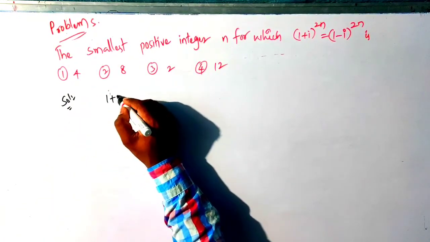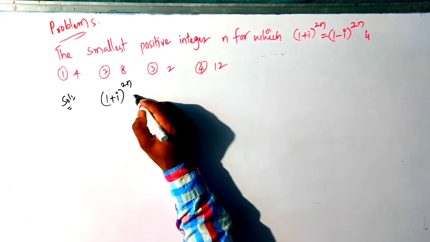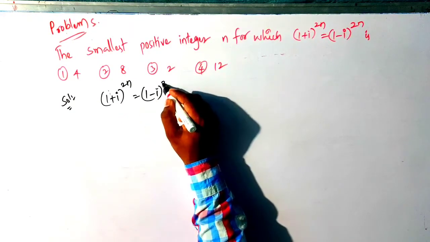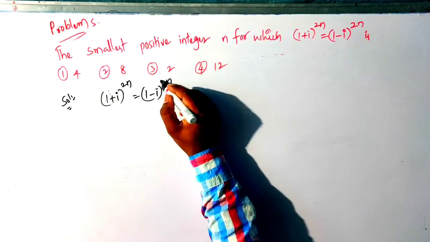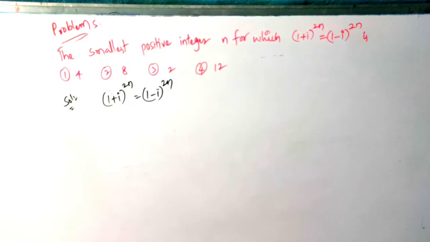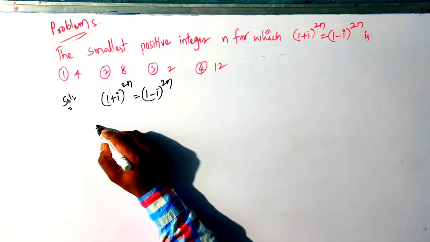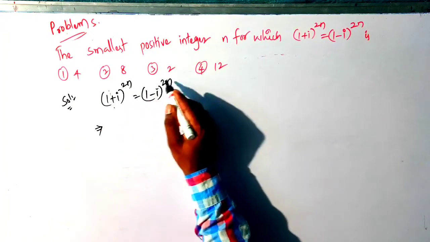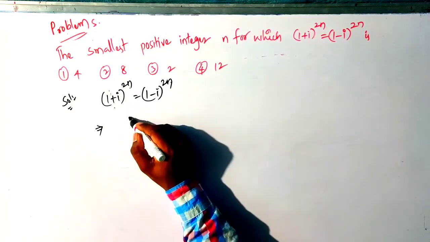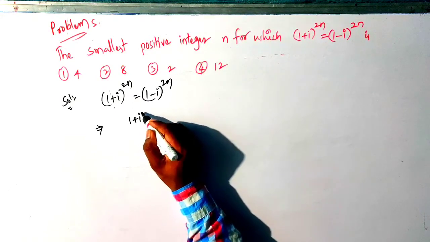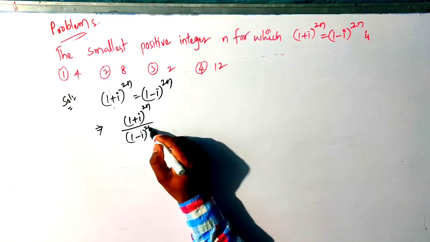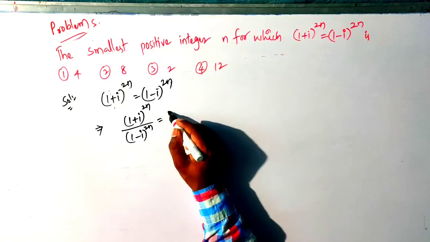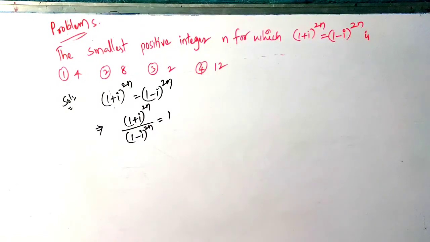So (1 + i)^(2n) equals (1 − i)^(2n) is the given condition. We find out the smallest value of n. Clear? Observe this condition: dividing both sides by (1 − i)^(2n), we get here 1.